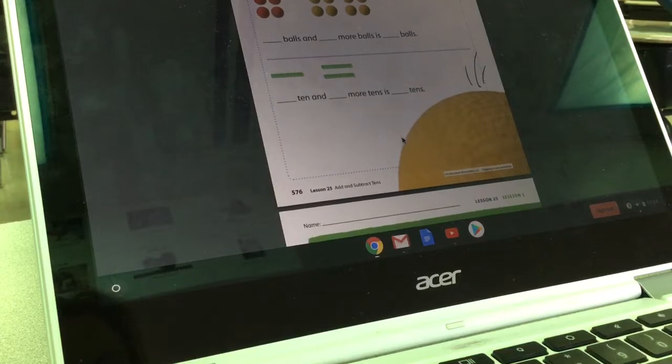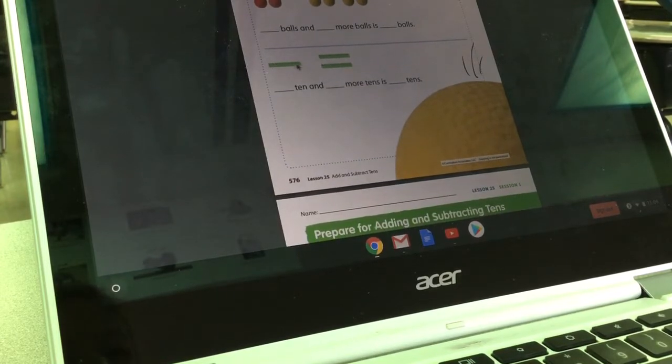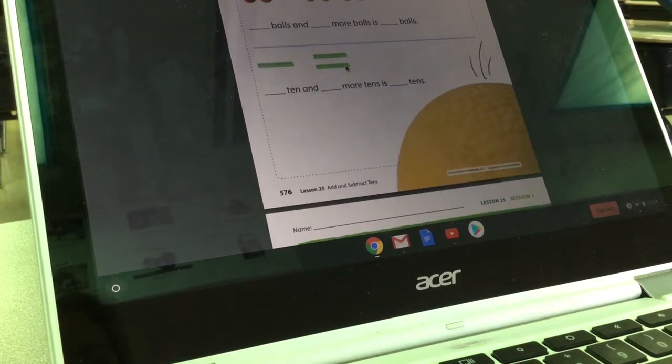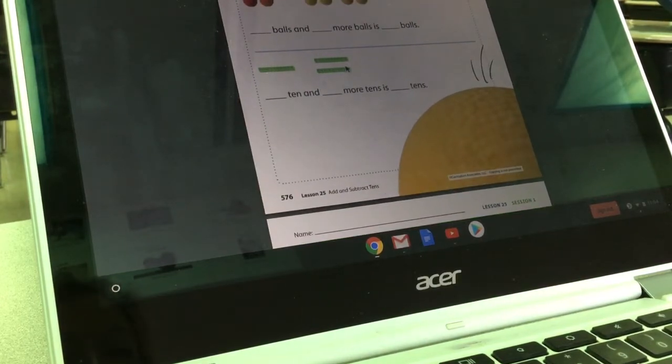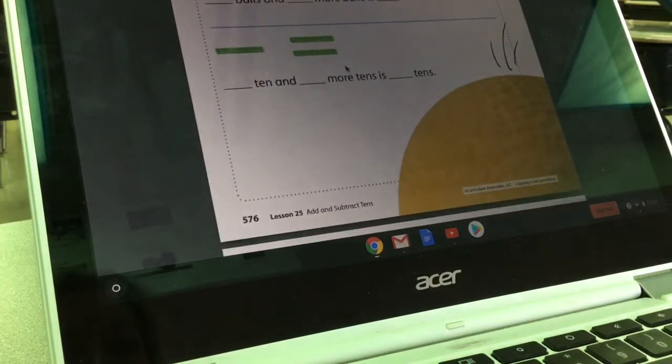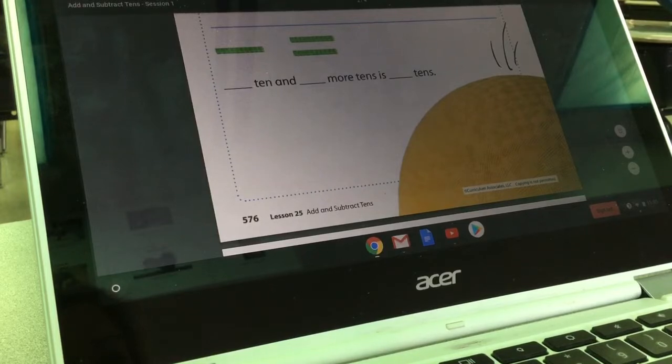Okay, so another way is by looking at our tens. Now these tens are just turned sideways, but they're the tens or 10 rods that we've been talking about and using previously. So let's take a little closer look at this one here. So again, we have two groups. We see a separation in our groups right here. 10 and more tens is ___ tens. So we want to first focus on this group, and that number is going to go here. Then we're going to focus on this group, and that number will go here. Our total will go here.